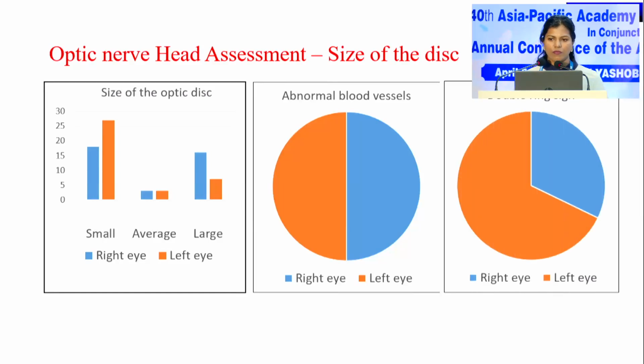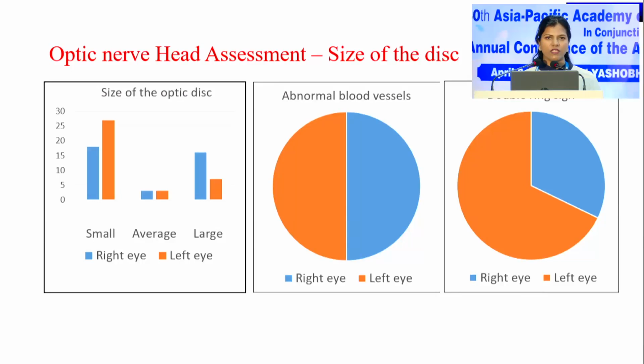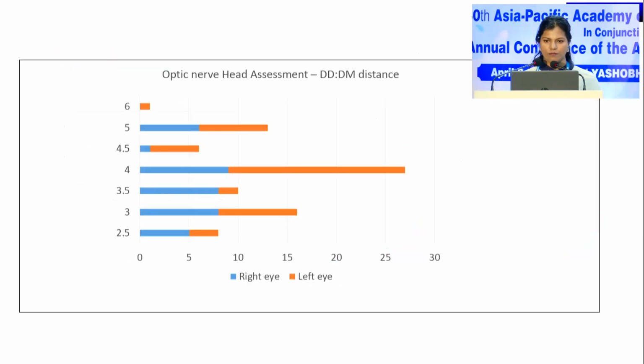Double ring sign was noted in most of the patients, and the left eye was more commonly involved because in unilateral optic nerve hypoplasia we saw that the left eye was more commonly involved. When we graded the patients between mild, moderate and severe optic nerve hypoplasia, we found that most of the patients were in the range of 3 to 5 for disc to macular distance.